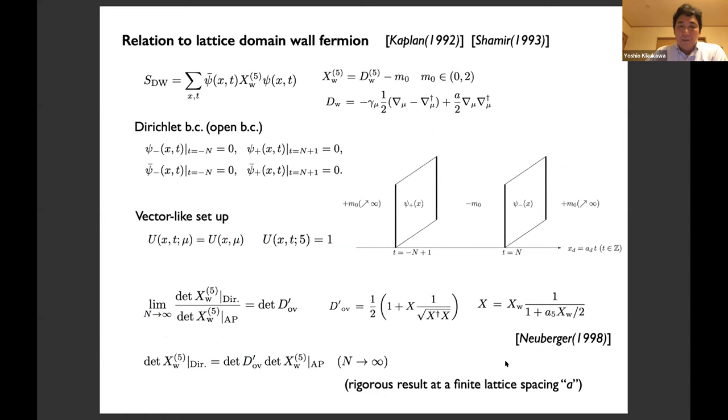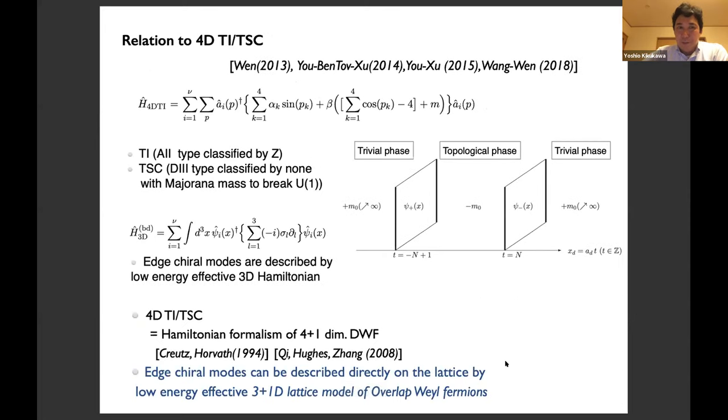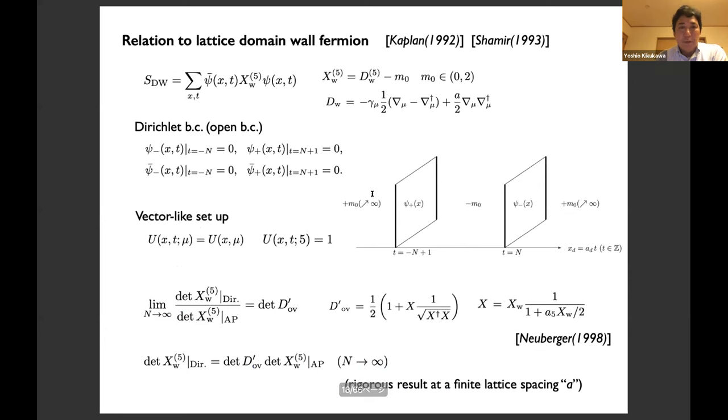Let me discuss this overlap fermion with the lattice domain wall Weyl fermion, and also the topological insulator or topological superconductor for later convenience. The domain wall fermion is defined by the five-dimensional Wilson fermion with a negative mass or positive mass. Here we have a five-dimensional Wilson Dirac operator with a mass of order inverse lattice spacing. At the interface between the positive mass region and the negative mass region, we have a chiral fermion bound to that domain wall.